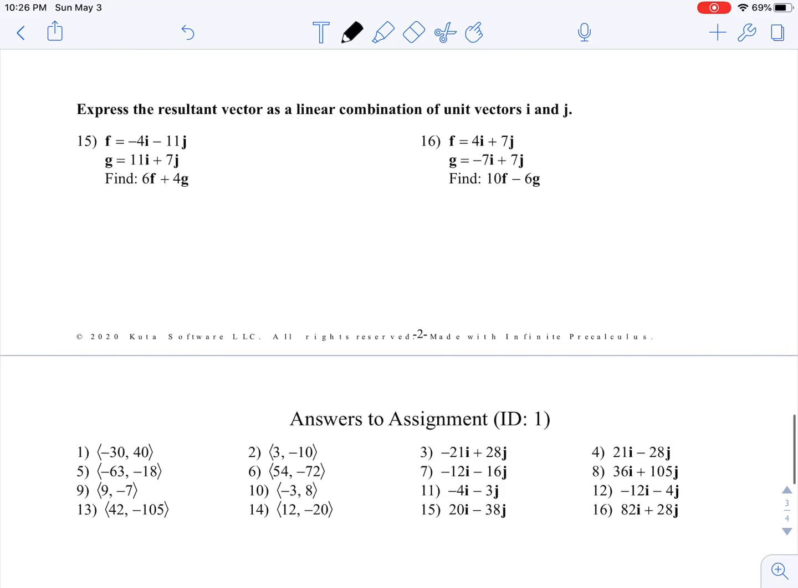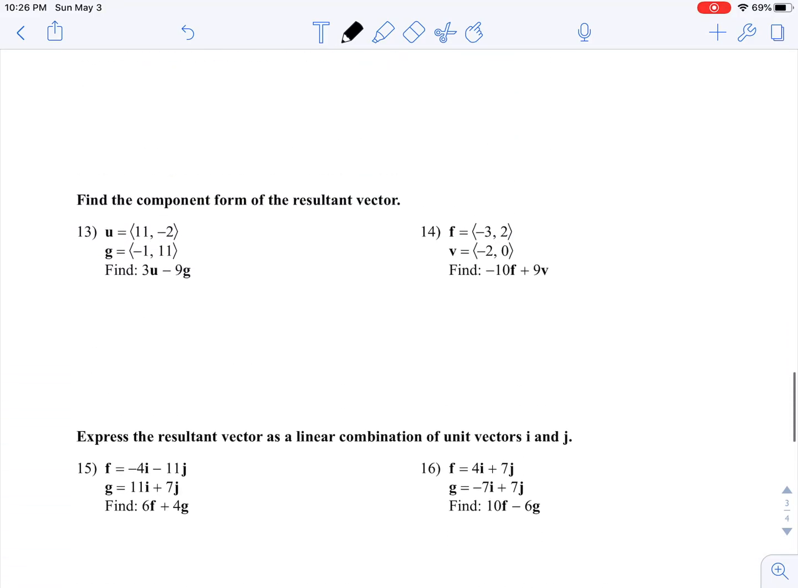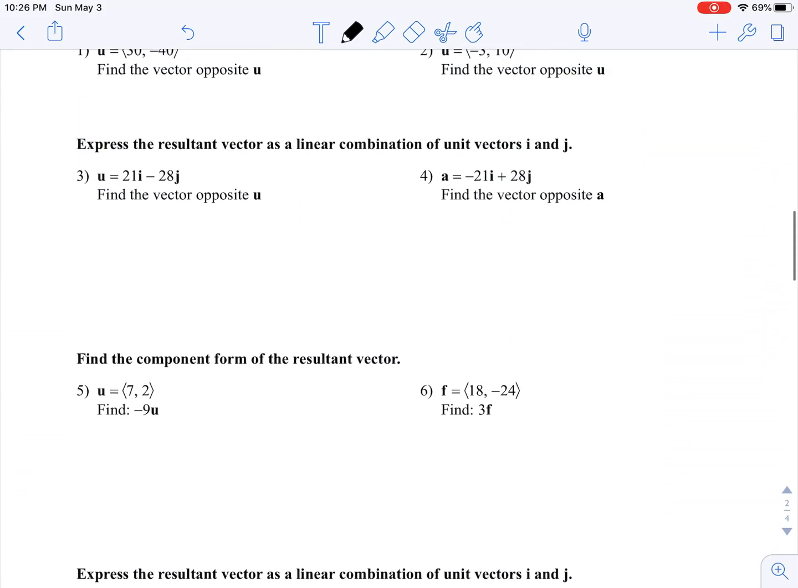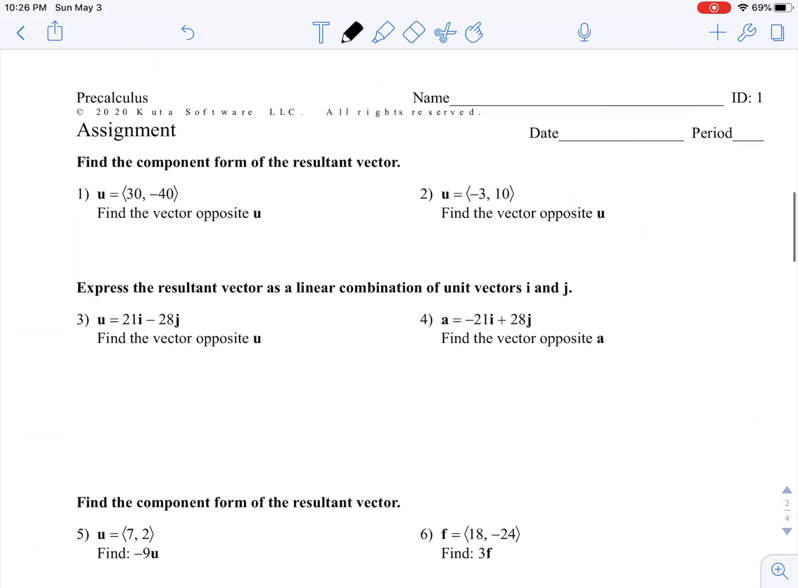Okay, skim through this. You can see there are a total of 16 problems, which means 8 of them will be homework for you. The odds, I'll do the evens. It might seem like a lot, but when you see how easy the first couple are, it'll feel like a little bit less.